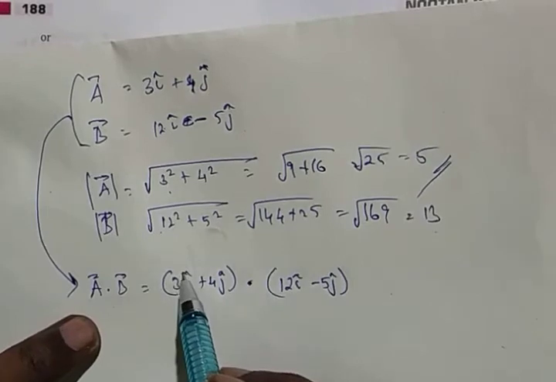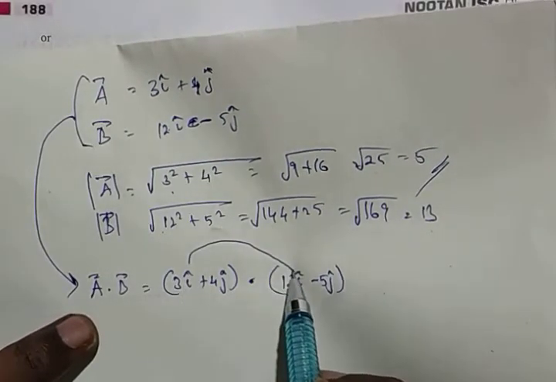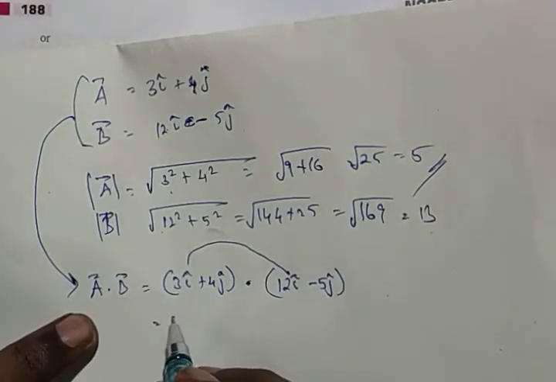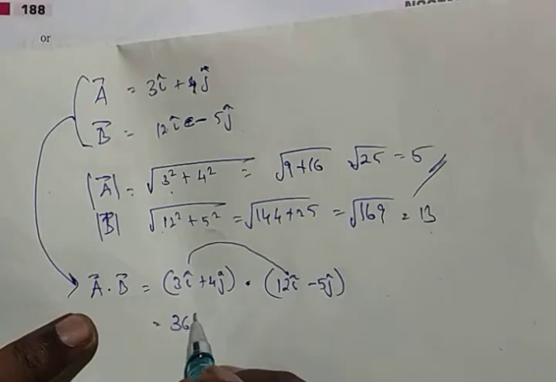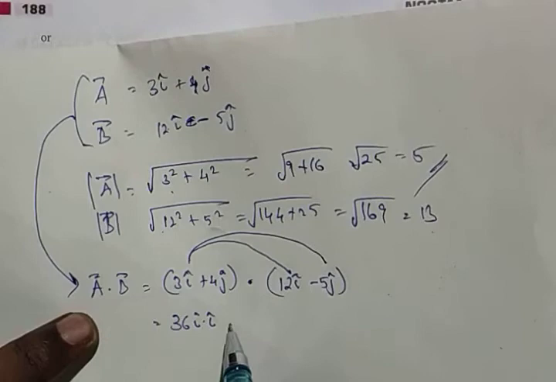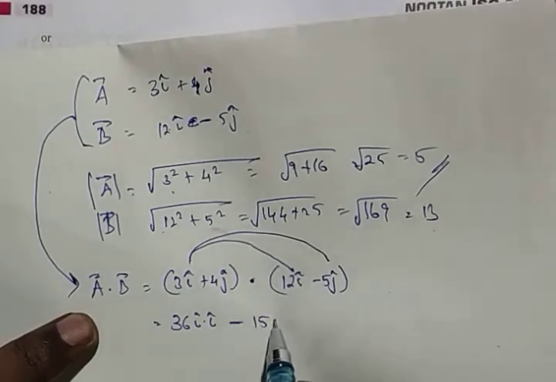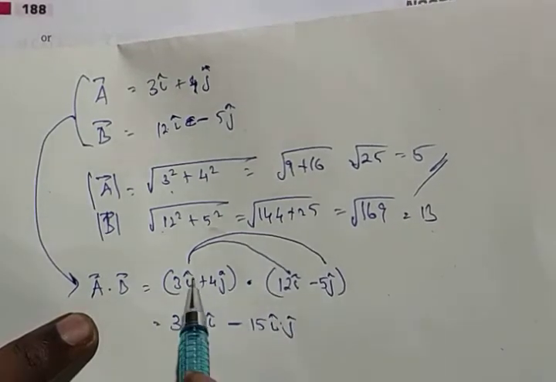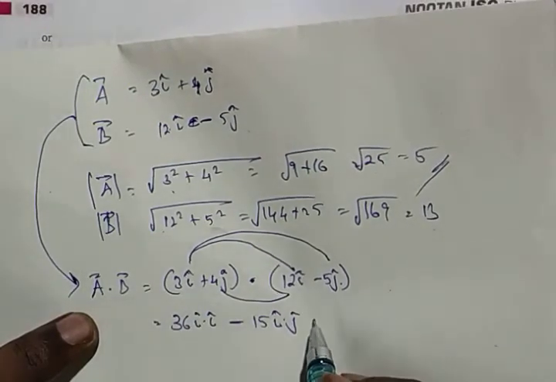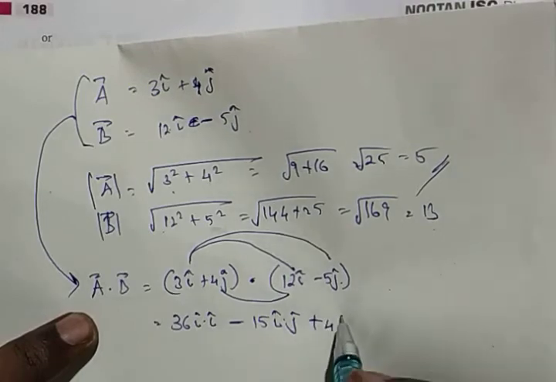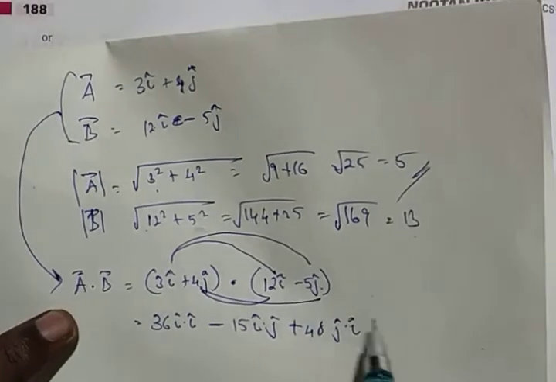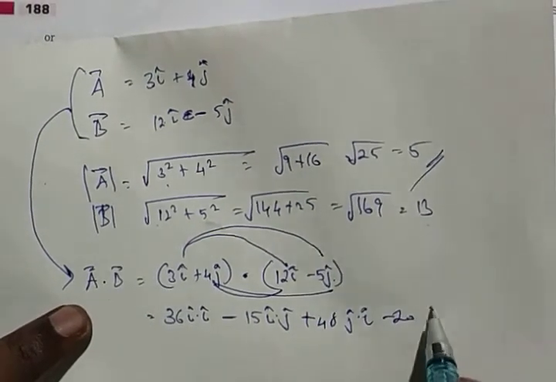Now multiply I and I vector first of all. 3 and 12, you multiply 3 and 12, it is going to be equal to 36 I dot I. Next one is multiply these two: minus 15 I dot J. I and J is multiplied. Next one is these two multiply. It is going to be equal to 48 J dot I. And then multiply these two: minus 20 J dot J.